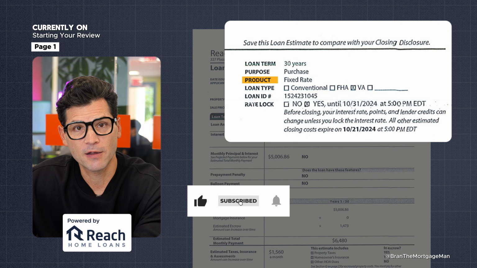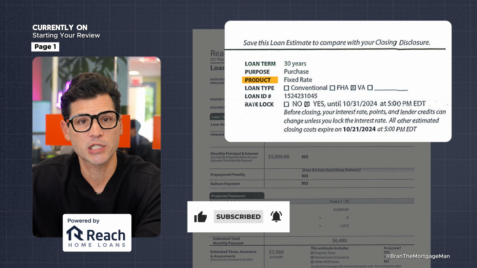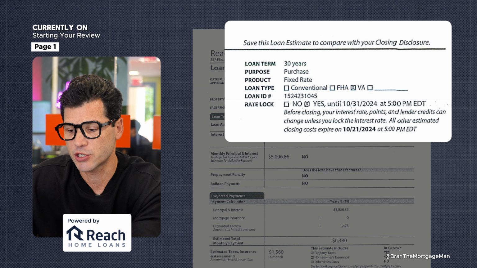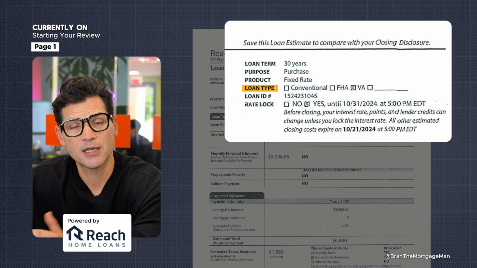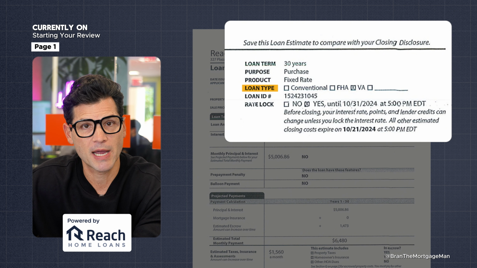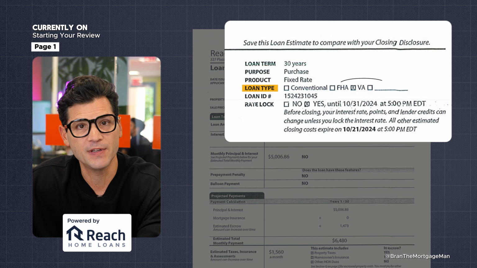Make sure that if you're expecting a fixed rate mortgage, it doesn't list that it's an adjustable rate or a variable rate mortgage in that section. Loan type, conventional, FHA, VA. Make sure the box is checked next to the type of mortgage you are expecting. In this example, it's a VA mortgage.